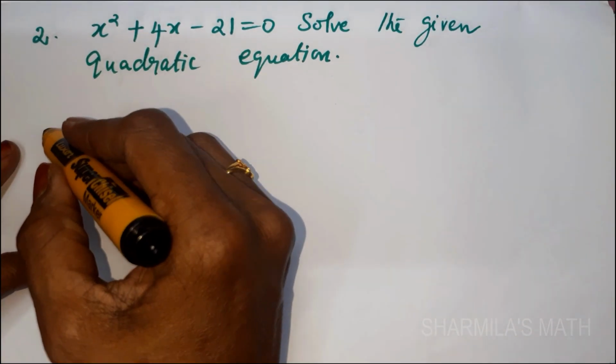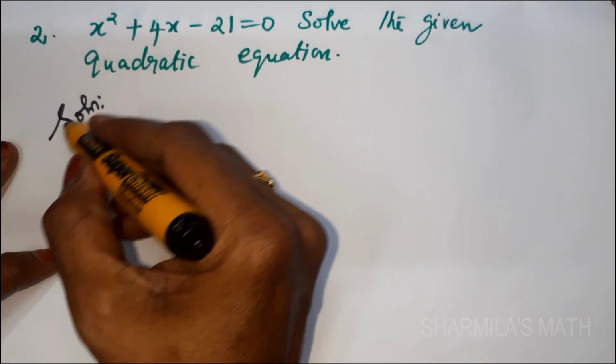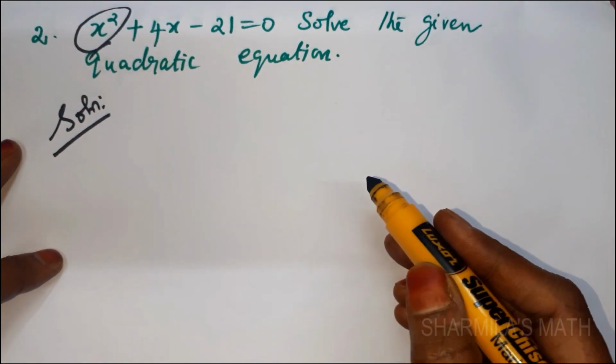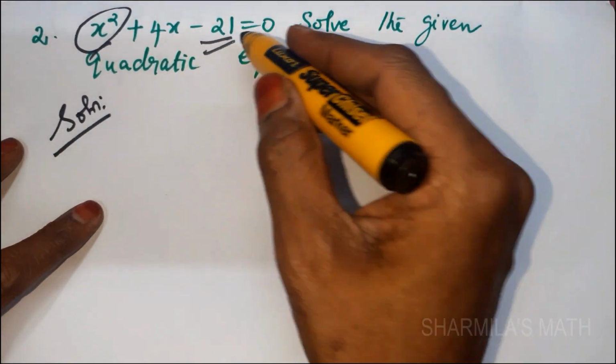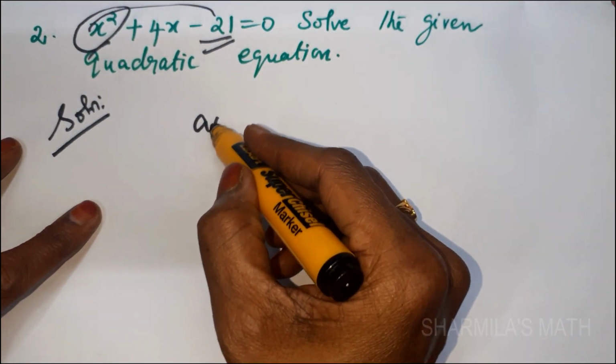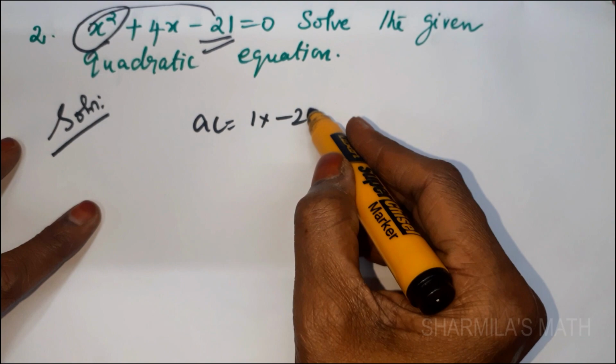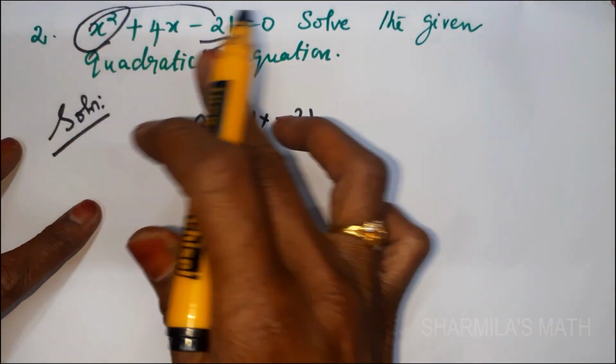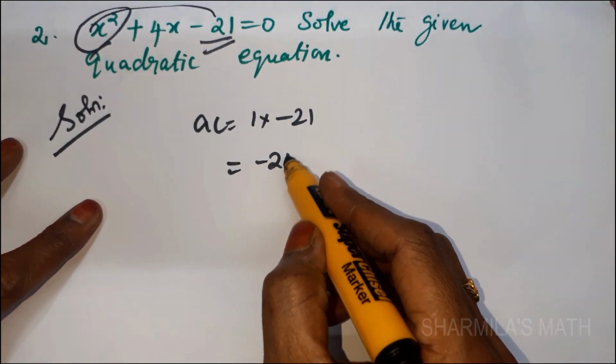Now the second problem, we are going to solve the given quadratic equation. Here also the coefficient of x is 1. So after getting the factors, directly we can write the roots. On multiplying these two, AC is equal to 1 into minus 21. With the sign only we have to multiply, so it is minus 21.